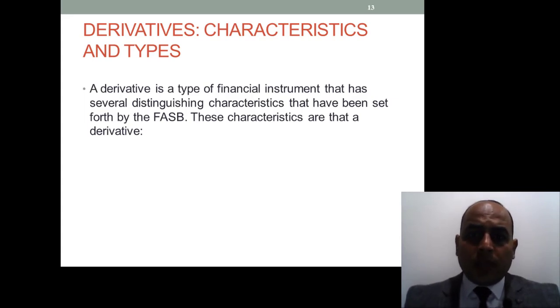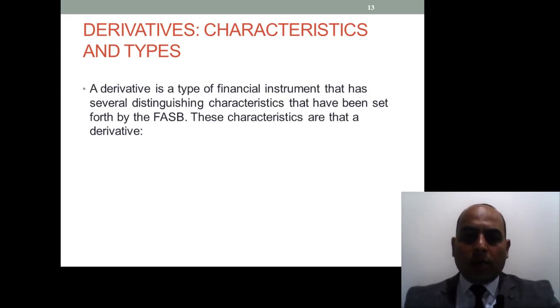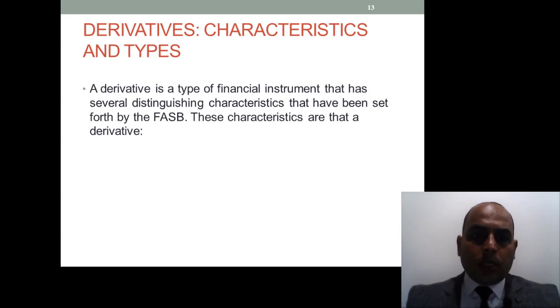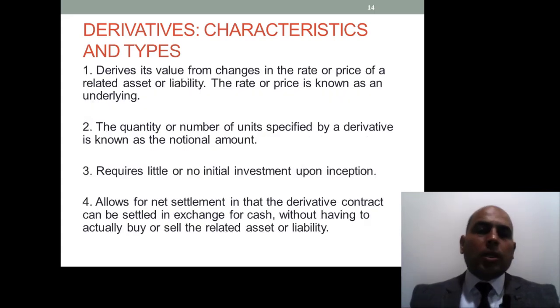Derivatives are a type of financial instrument that has several distinguishing characteristics that have been set forth by the FASB or IFRS. Both of them have similar characteristics of derivatives. Let us see them one by one. First one, a derivative derives its value from changes in the rate or price of related assets or liability. The rate or price is known as the underlying.